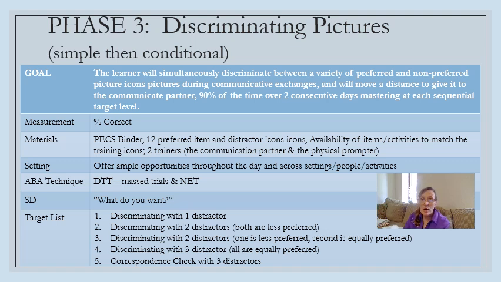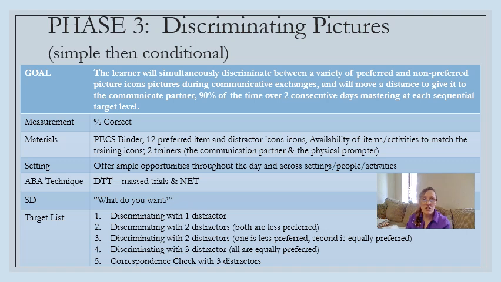The 2 distractors that you're going to use are less preferred than the target item. The child doesn't prefer them as much as the target item, so they'll be drawn to selecting the right one. Target 3 is discriminating with 2 distractors. One of those distractors is less preferred, but the other one is equally preferred. Now we're starting to measure, is he really discriminating between the different items and communicating what he really wants?